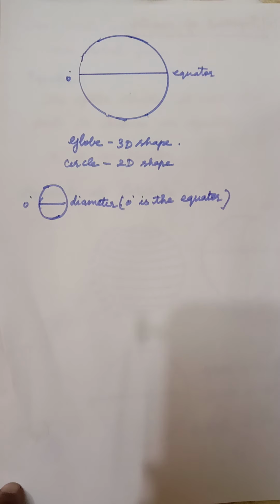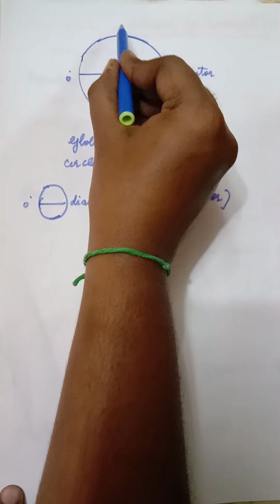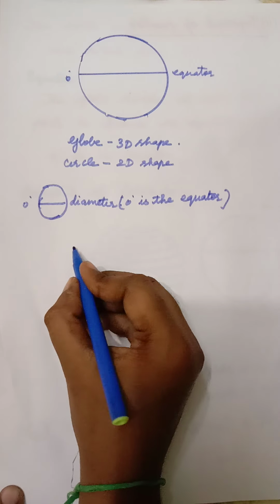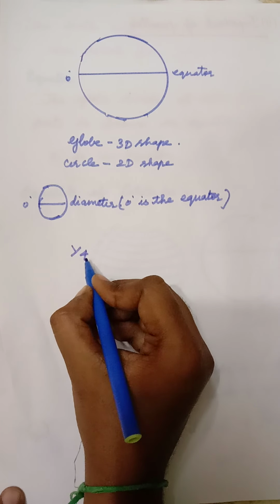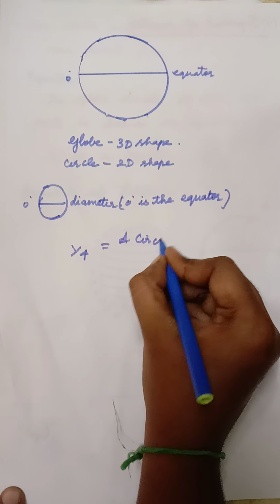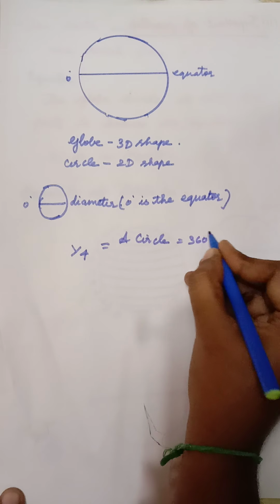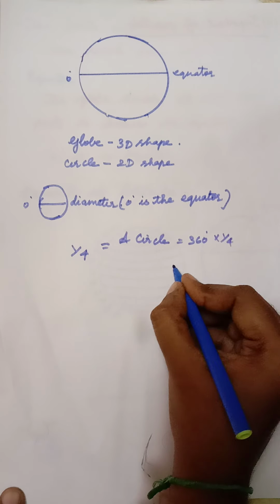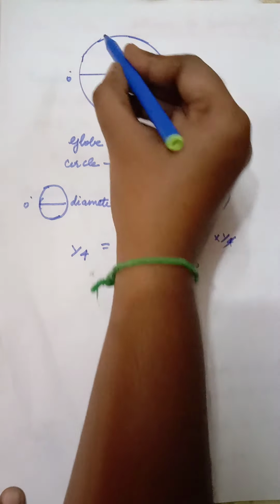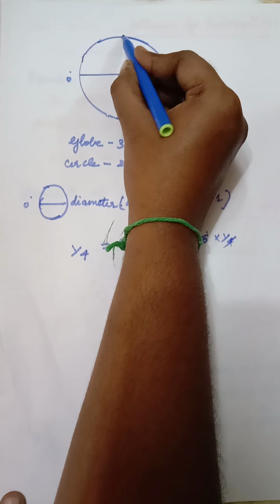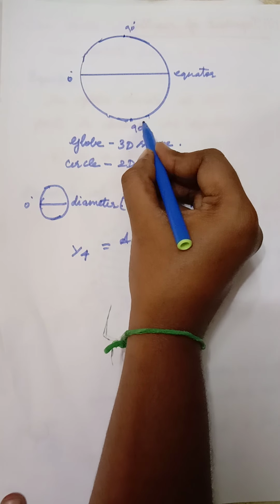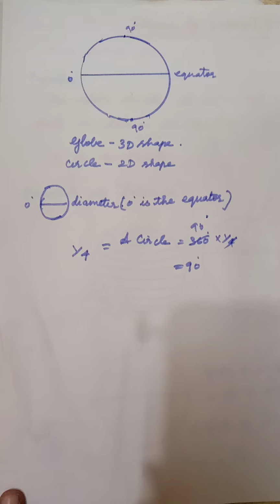Assume that from 0 degree we want to go to the North Pole and South Pole. How much should we cover? We should cover 1/4 of the circle. A circle is 360 degree, and into 1/4, we get 90 degree. So at the top we get 90 degree as the North Pole, and the South Pole is 90 degree at the bottom. Till this point you have understood, children?